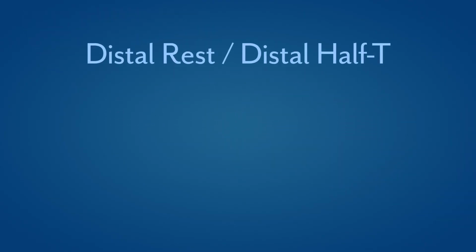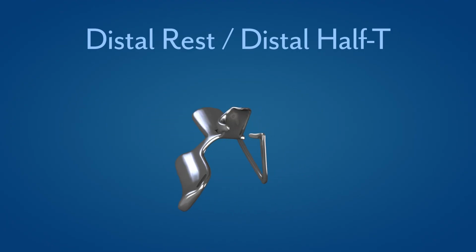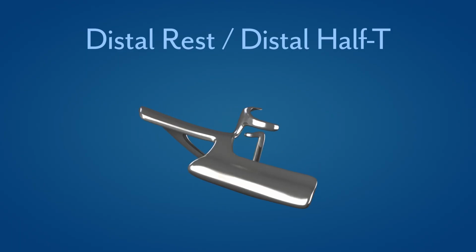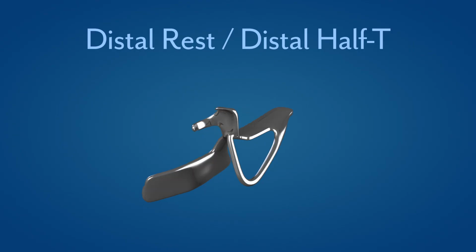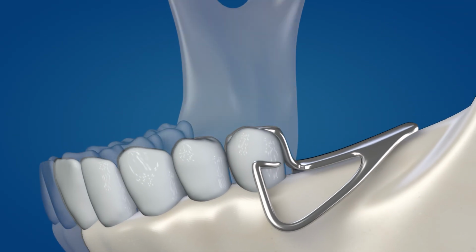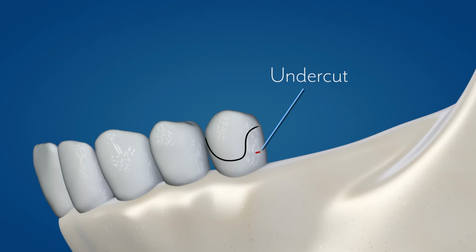The distal rest distal half T was introduced by Stewart, Rudd, and Koepker, and the clasp assembly employs familiar components to achieve the desired mechanical and aesthetic outcomes. The height of contour is represented here with a measured undercut located at the distofacial surface of the tooth near the distofacial line angle.